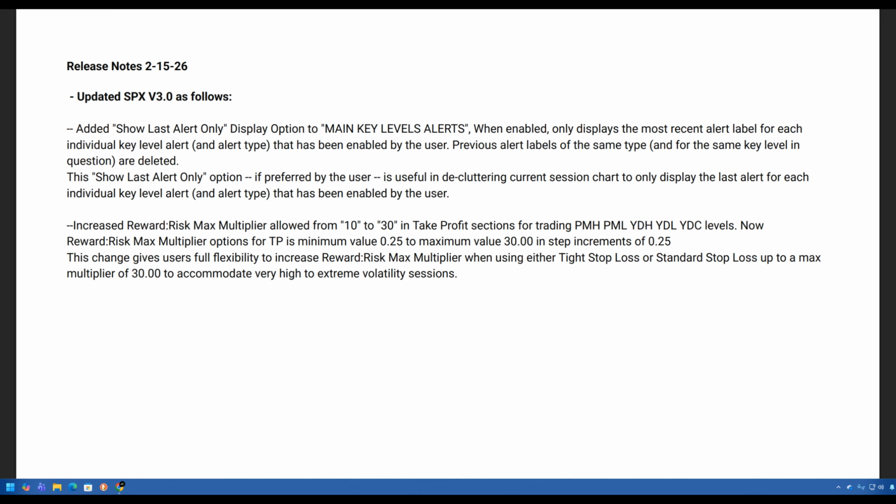However, if you turn on this show last alert only option, then you're only going to see the last alert, the most current alert that happened for that particular level, and that would also be the case with all the other levels' alerts that you have turned on. It would show only the last alert for each one of them. So again, this is just for those people that prefer decluttered charts as opposed to seeing every single alert that happened throughout the session.